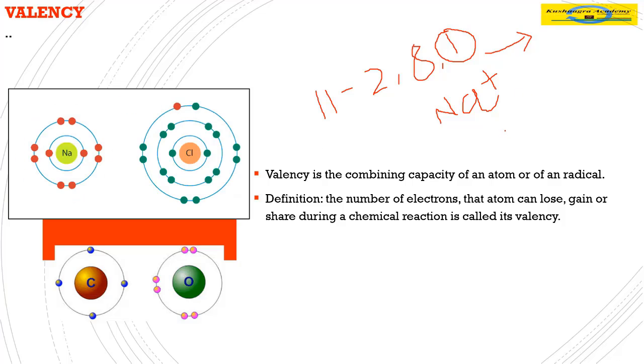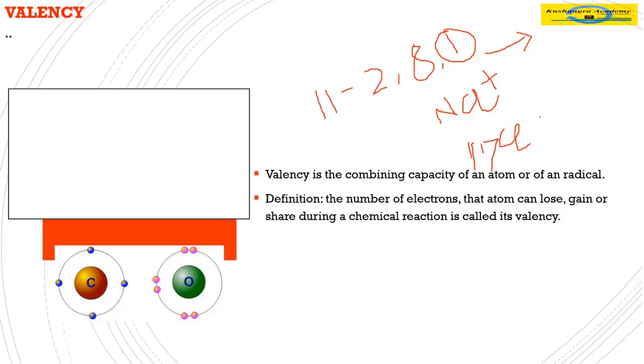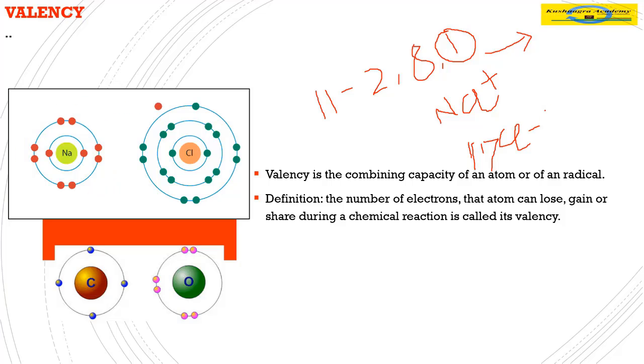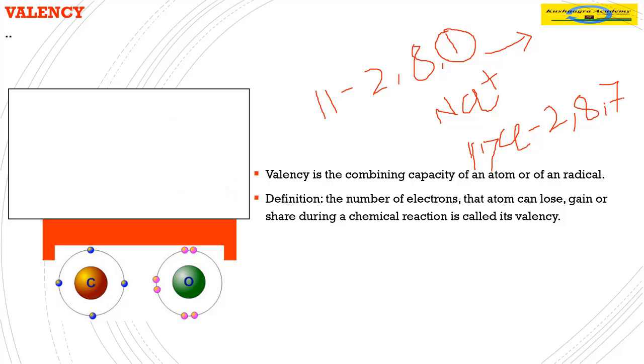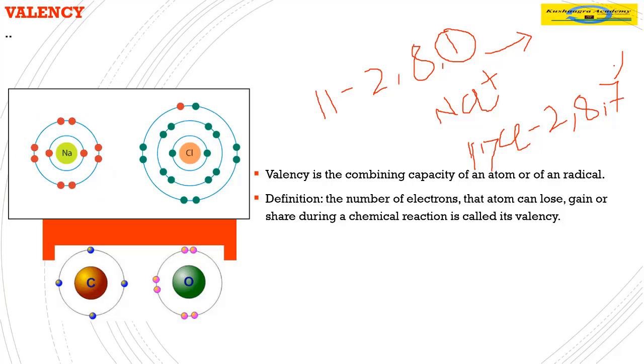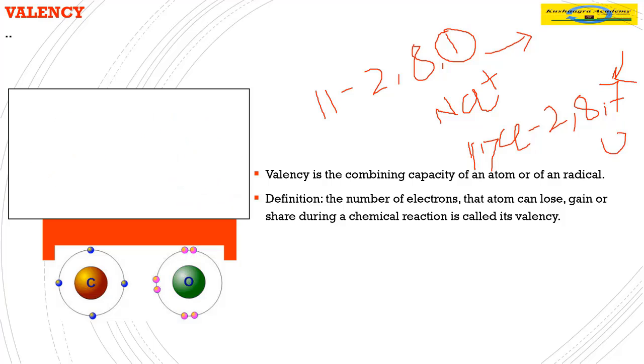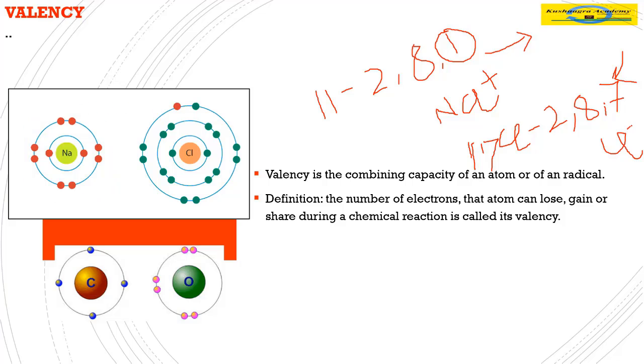Now the second one is chlorine. What is the atomic number of chlorine? 17. And what is its electronic configuration? 2, 8, 7. So to gain stability, what will chlorine do? It will gain 1 electron and become a chloride ion, with a -1 charge.